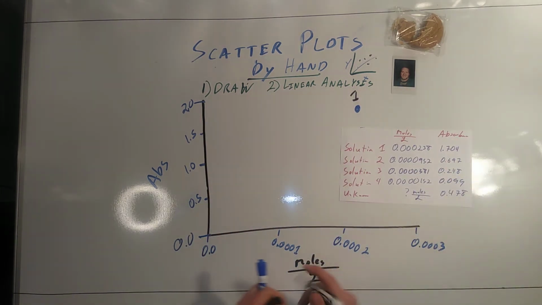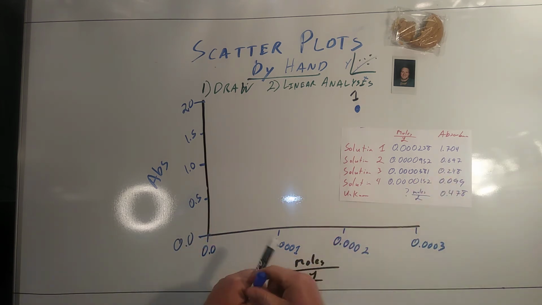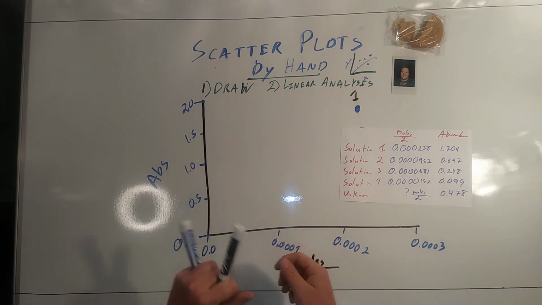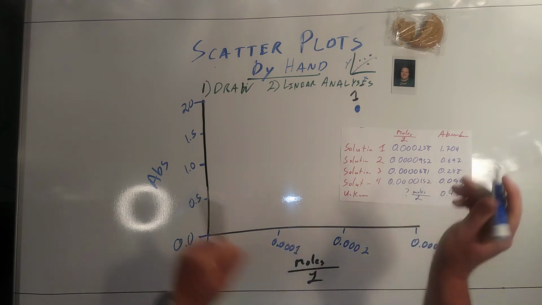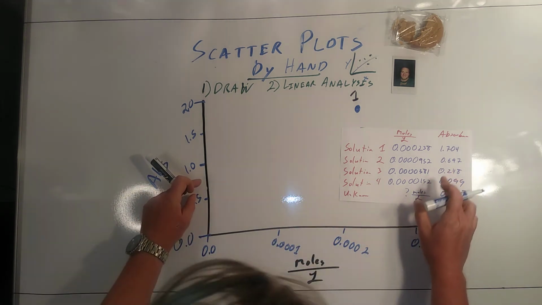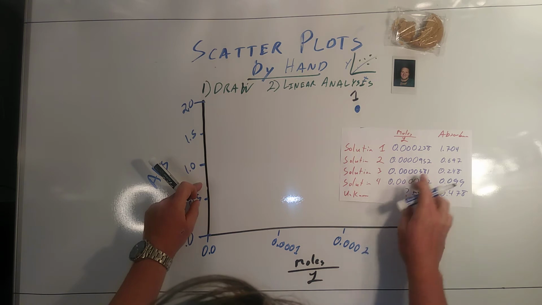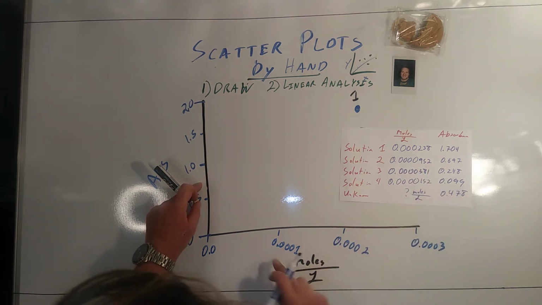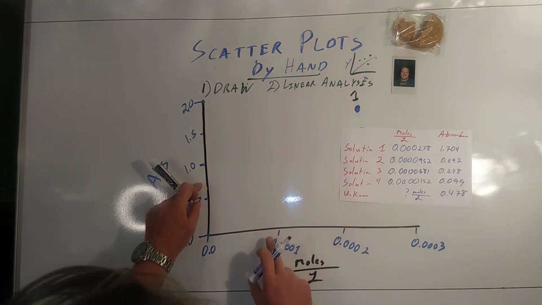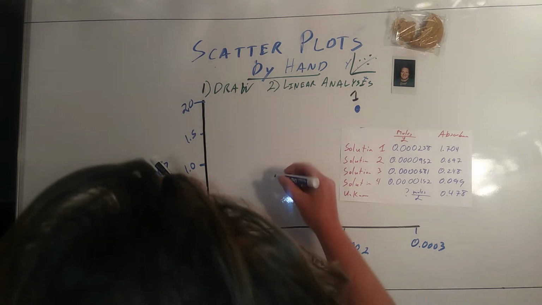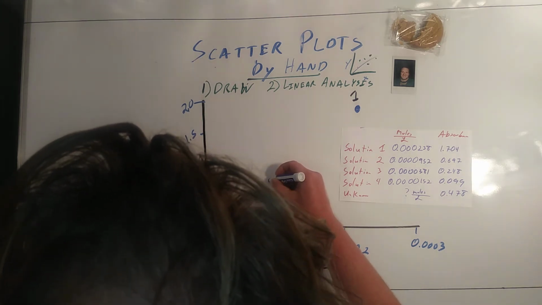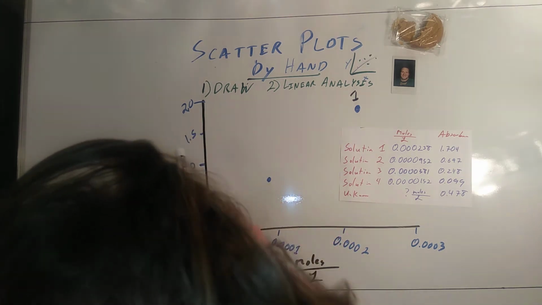Solution 2 has an absorbance of 0.07 for these purposes. So that's about right there. And its concentration is just a smidgen below this number right here. So I'm going to put that data point about right there. And that is my solution 2.